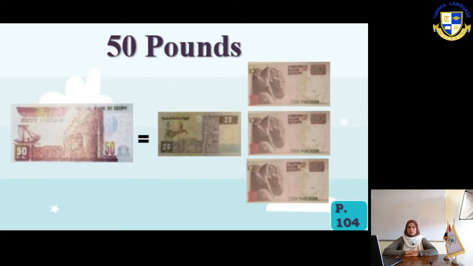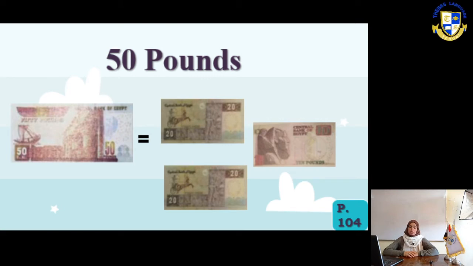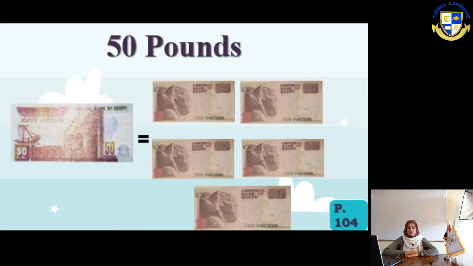The 50 pounds, we talked also before that it can be shown in many ways. You can have 20 and 30, 40, 50. So you have one 20 and three 10s. This will give you 50. Another way of showing 50 is you can have 20, 20, and 10. 20 plus 20 equals 40, plus 10 equals 50. Another way of showing 50: 10, 20, 30, 40, 50. You have 5 notes of 10.